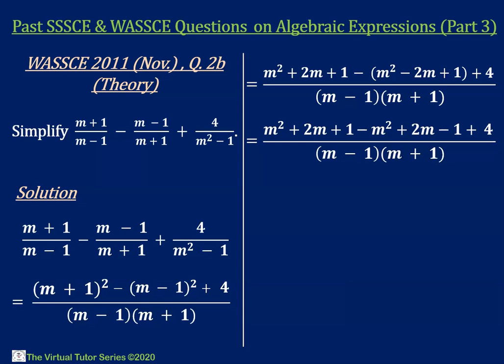At this point, we can add or subtract like terms. m² gets rid of negative m². 1 gets rid of negative 1. 2m plus 2m is 4m, plus the lone term 4, all over (m − 1) times (m + 1).